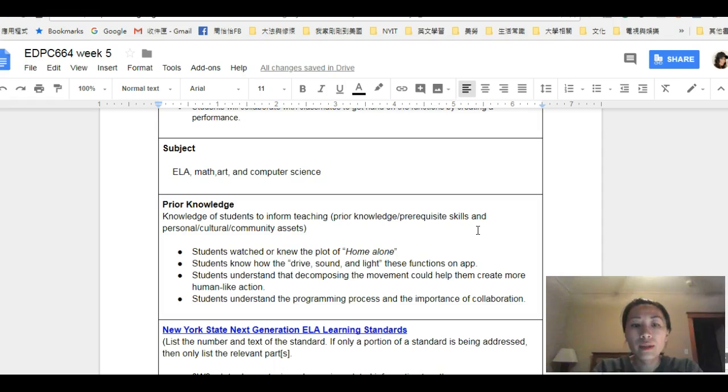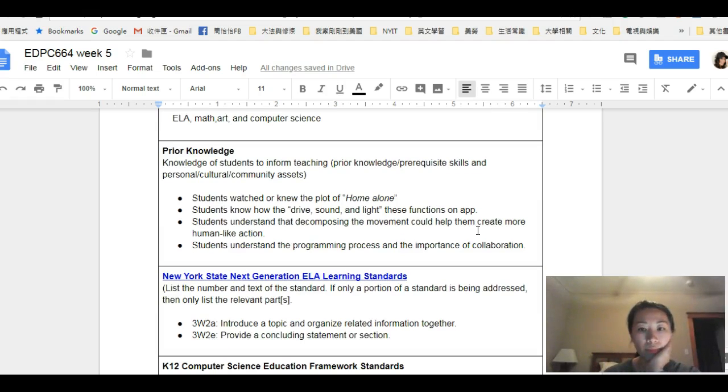In this lesson, there are many subjects involved, for example ELA and math. If students would like to design and make Dash turn around, they have to figure out how many degrees they have to program. And art, if they would like to design some accessories for Dash, of course, and computer science.